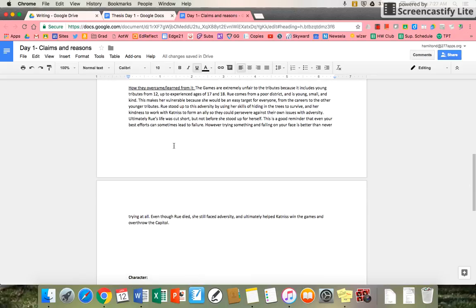The games are extremely unfair to the tributes because it includes young tributes from 12 to the experienced ages of 17 and 18. Rue comes from a poor district, is young, small, and kind. This makes her vulnerable because she'd be an easy target for everyone, from the careers to the other younger tributes.